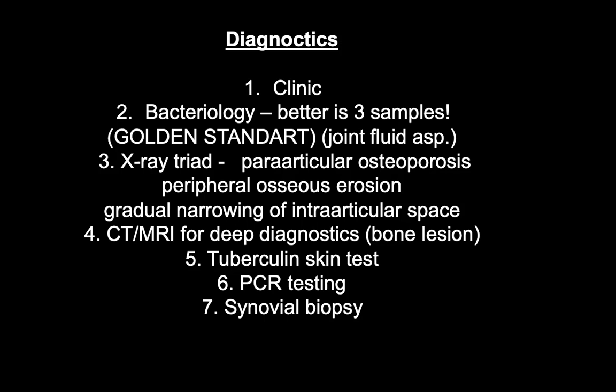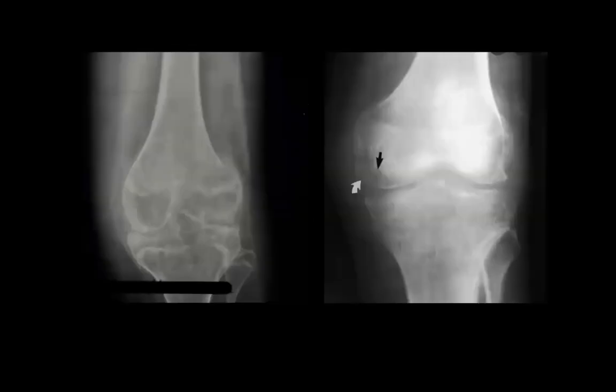Computed tomography and magnetic resonance investigation are used for deep diagnostics, when you want a good picture of it, and maybe to choose surgical tactics. Useful are the tuberculin skin test, PCR testing, and synovial biopsy. The last three are very useful and very smart. On this picture, you could see cysts, narrowing of joint space, erosions.